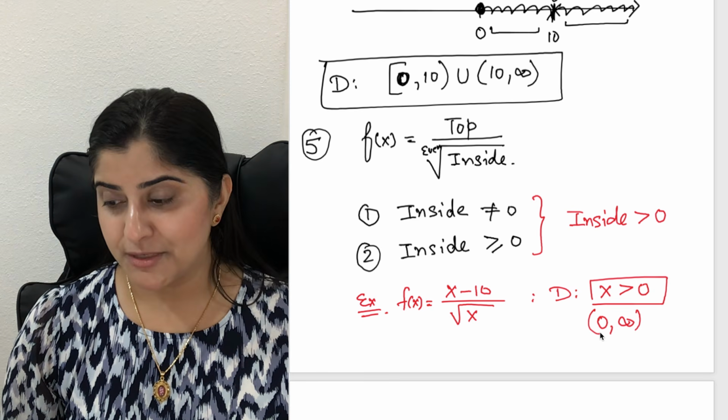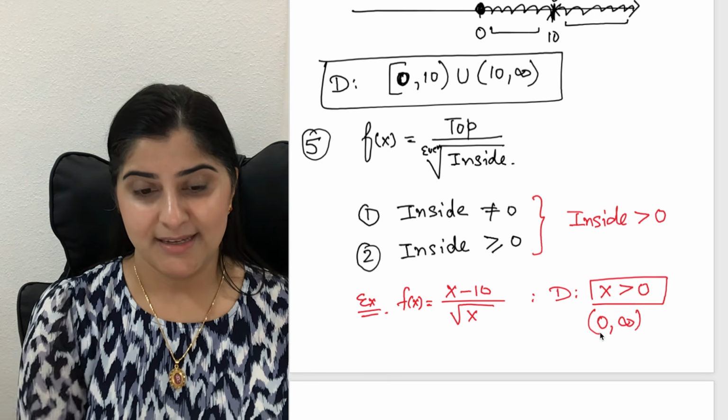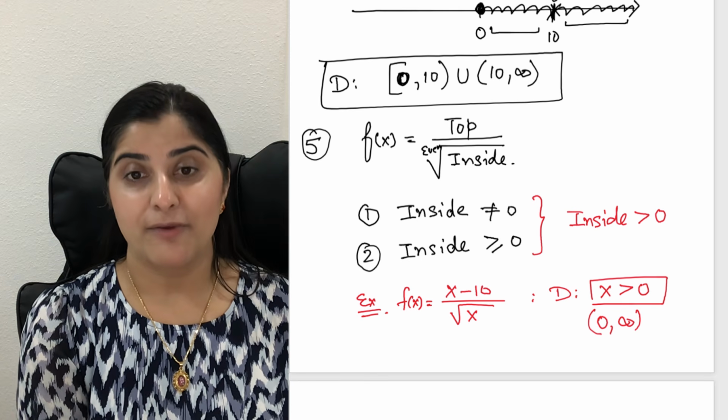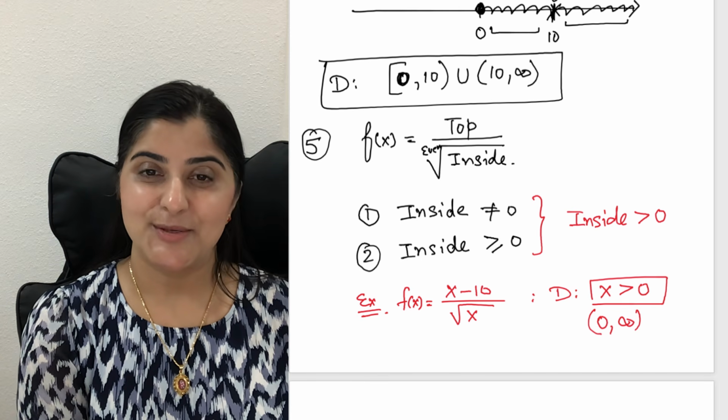So these are the restrictions for the domain set, and this is how we find it algebraically. Thank you so much.